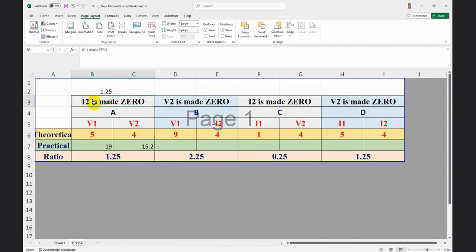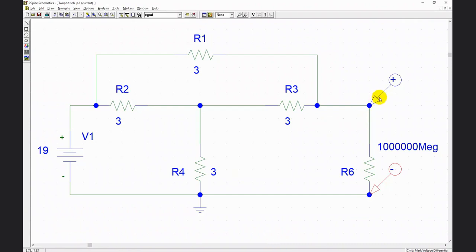Now I2 is made 0, we can find A as well as C. So for C we need I1 and V2. V2 we know. What is V2? 15.2. So I'll type here V2 as 15.2. So we must find I1. So go back, delete this as we found I1.